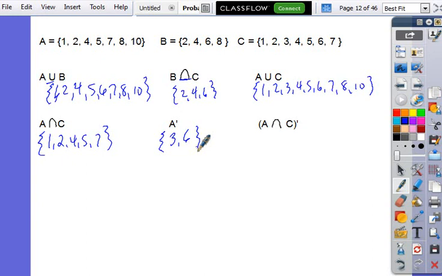It says the complement of A intersected with C. So I've already done that one, right? Yeah. So I need to pick every number that is not 1, 2, 4, 5, 7. So what would be not 1, 2, 4, 5, and 7? 3. What else? 6 would work. What else? 8, 10. That's it. You've got to pick all of the ones that are not in A intersected with C.